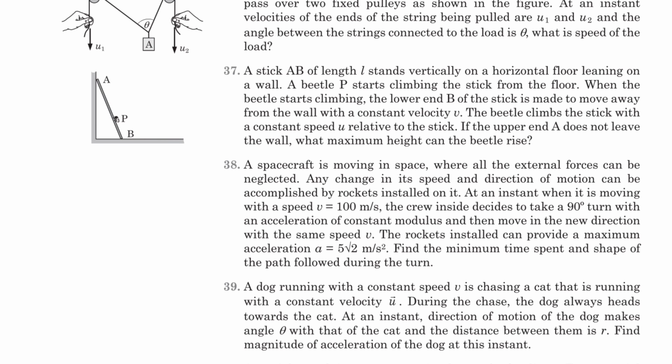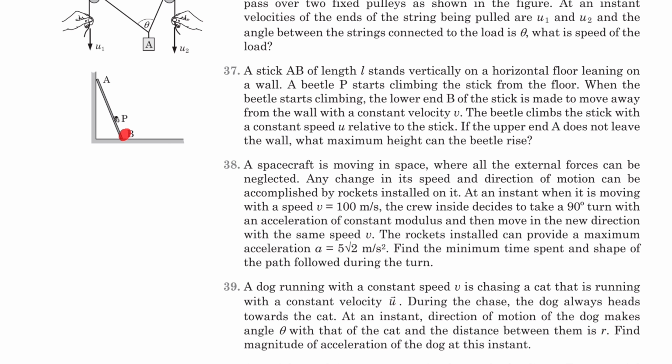So it's question number 37 from the book Pathfinder, and it says like this. 37th question. A stick AB of length L stands vertically on a horizontal floor, leaning on a wall. So this is a stick. Initially, it is almost vertical, and then the end B is moved in forward direction so that the rod starts leaning. So a beetle P starts climbing the stick from the floor.